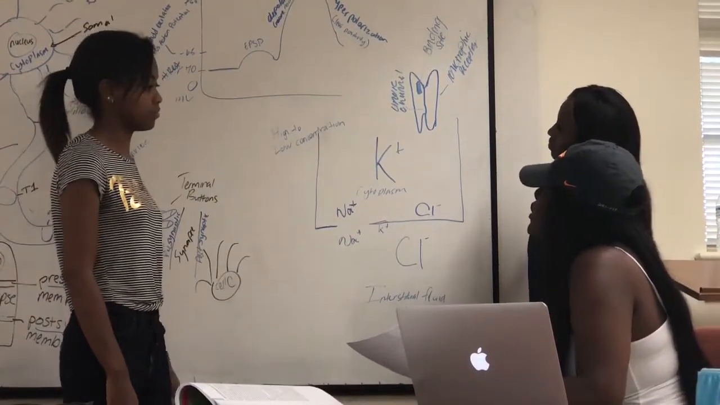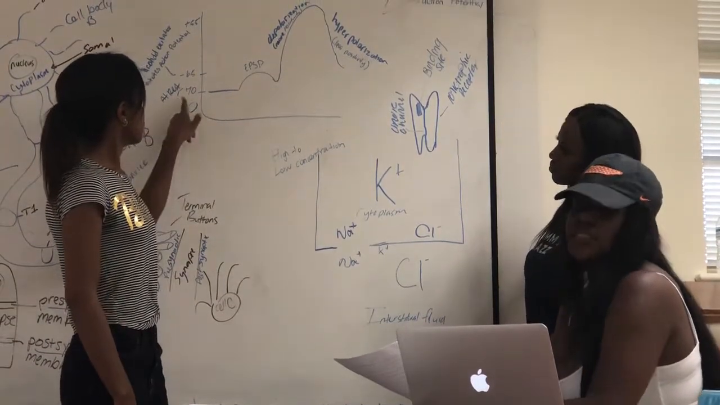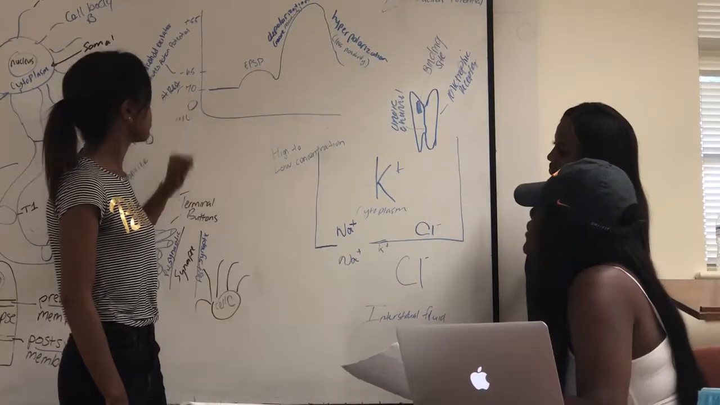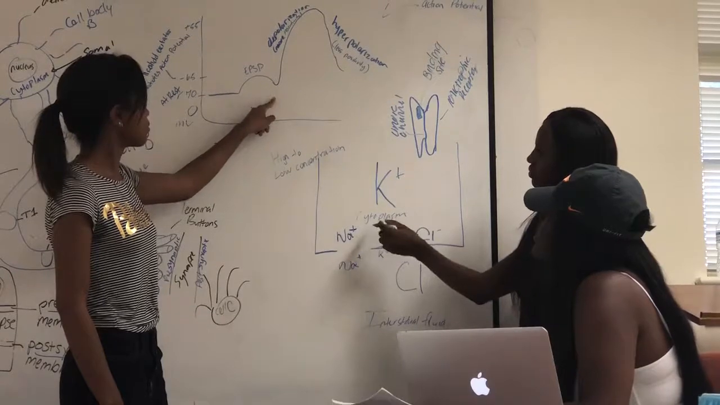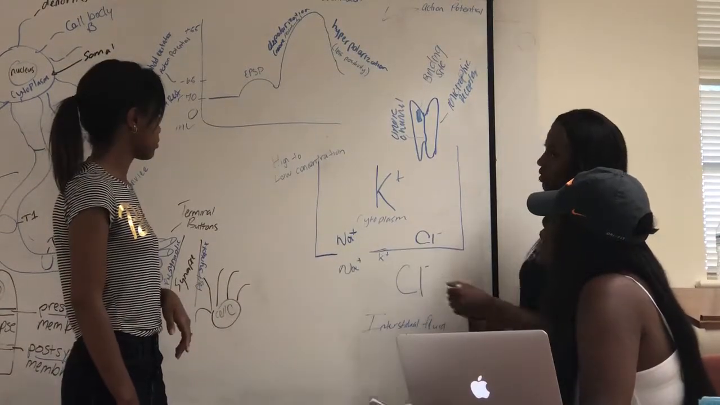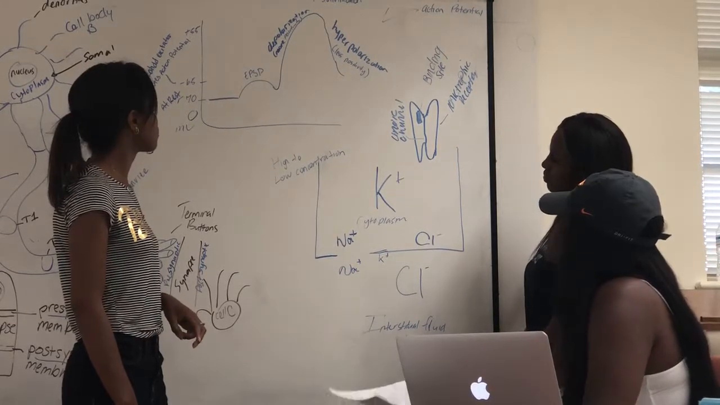So the graph registers at negative 70 millivolts. That's the cell at rest. An EPSP is the little bump, which brings it to negative 65 millivolts, and that's the threshold excitation, which initiates the action potential.